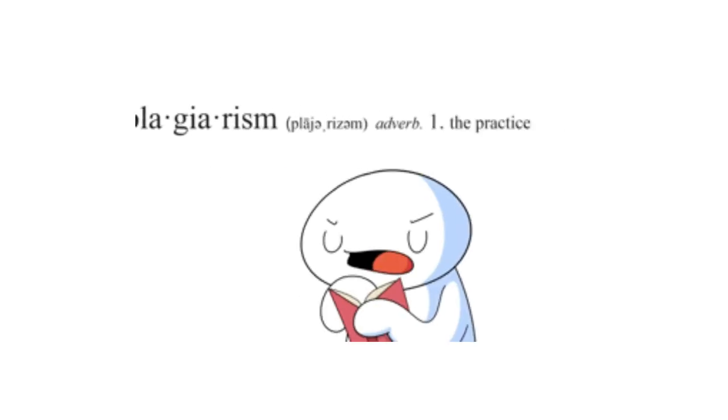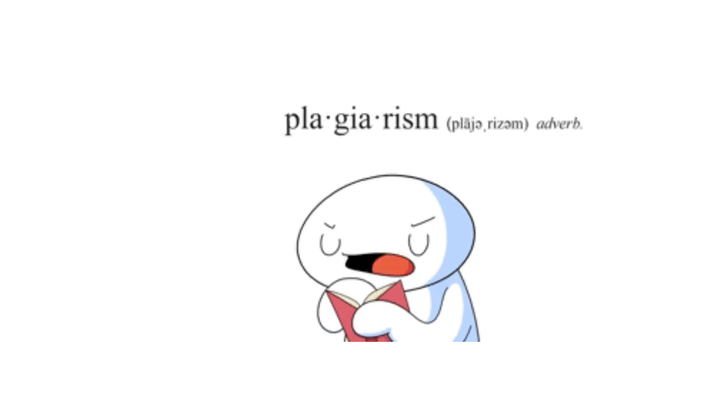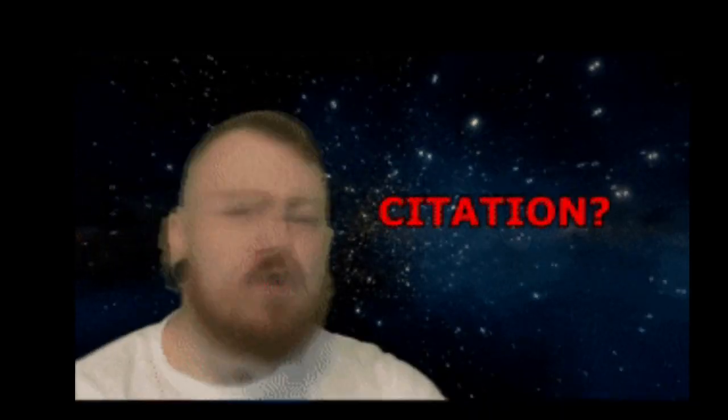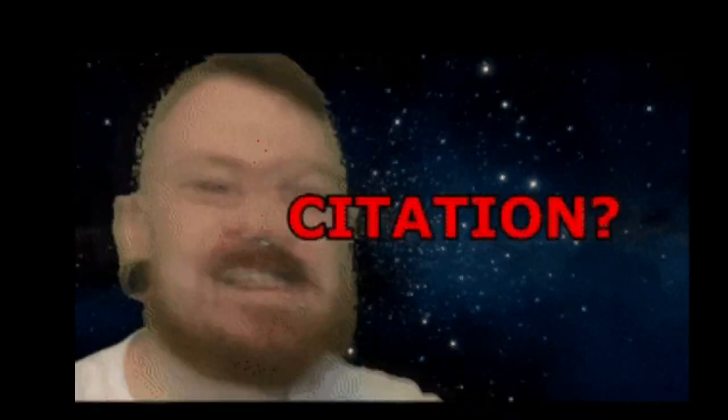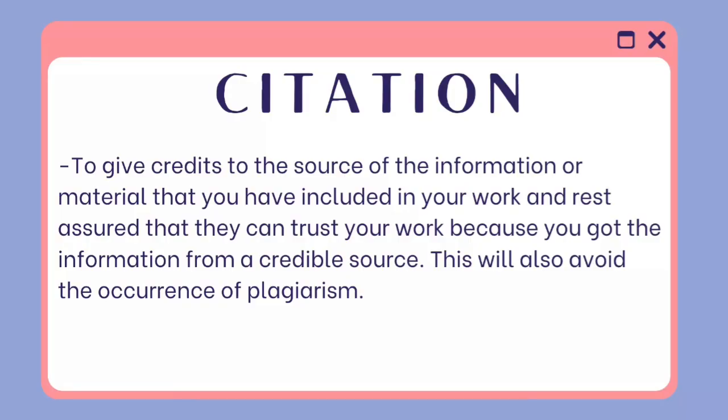Now that you know what plagiarism is, class, do you remember any situation that involves you plagiarizing the work of others? Don't you worry, there is a way to avoid it by using citation. Citation is to give credit to the source of information or material that you have included in your work, and rest assured that they can trust your work because you got the information from a credible source. This will also avoid the occurrence of plagiarism.